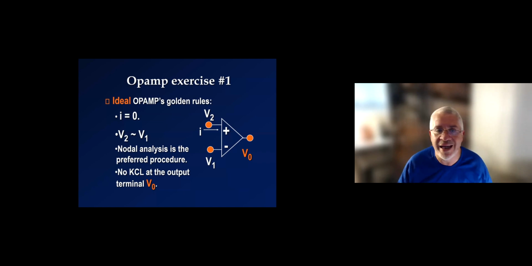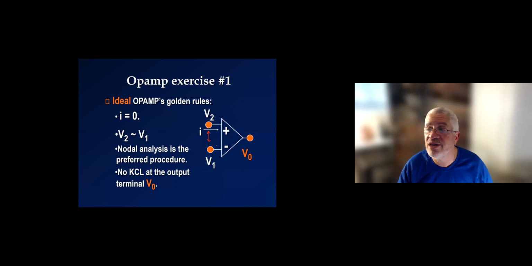So I've created this ideal op-amp's golden rules here. So the first thing we're going to do, we're going to assume that the op-amp has an input resistance so large that the current in both input terminals is 0. In real life, the current is small. We're going to assume the two input nodes of the op-amp are at about the same value. In real life, there's a small voltage drop, but in the ideal case, we assume they are the same value.